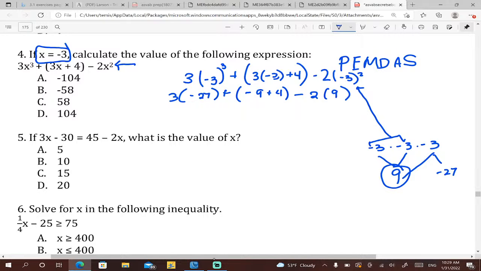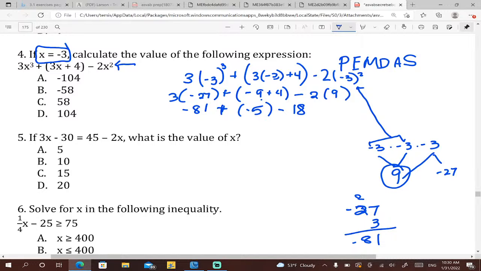All right, so now we got to do -27 times 3. So you can do -27 plus -27 plus -27, or you can just use your multiplication. -27 times 3. 3 times 7 is 21. 3 times 2 is 6. Plus 2 is 8. So it's -81 here. Plus -9 plus 4 is a -5 there. And put our minus symbol, and then this 2 times 9 is 18.